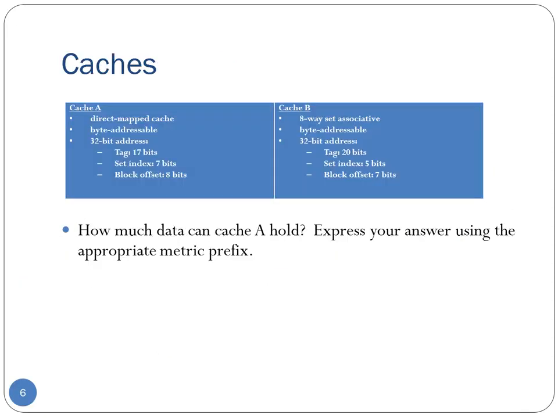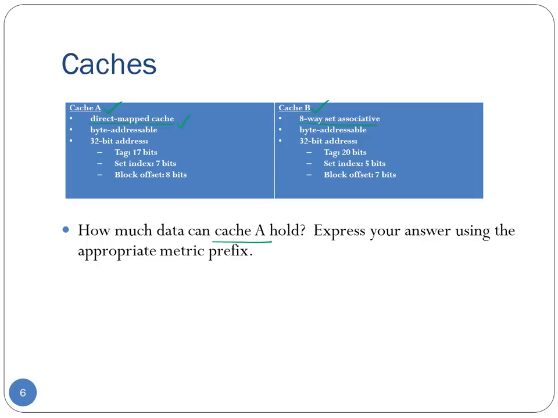All right, so in this question we are given two caches, cache A and cache B. Cache A is a direct map cache, cache B is an 8-way set associative cache. The first part is asking us basically how much data can cache A, this direct map cache, hold. So let's find out the capacity.